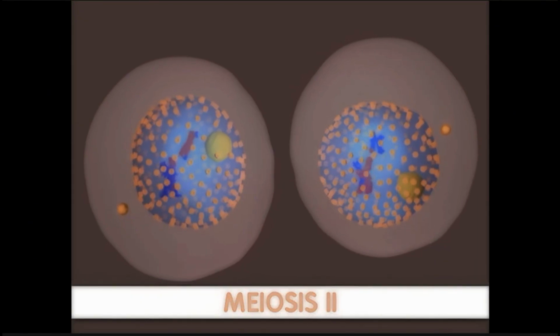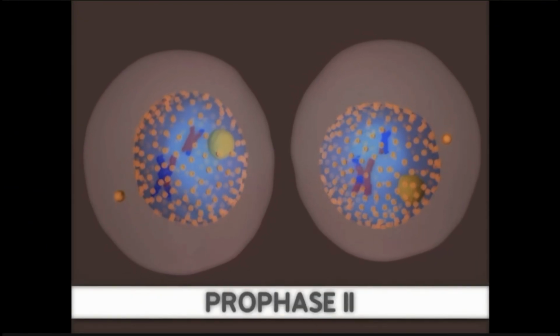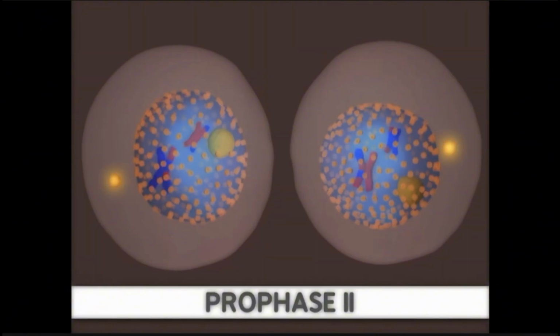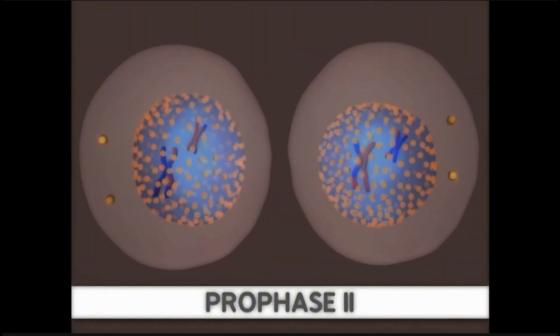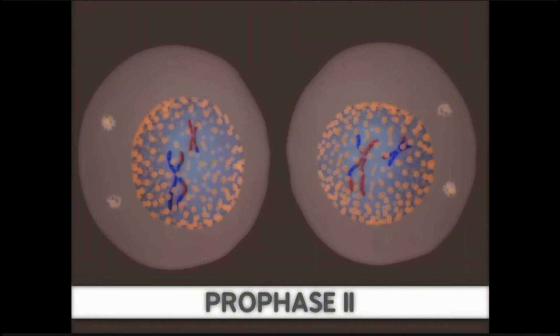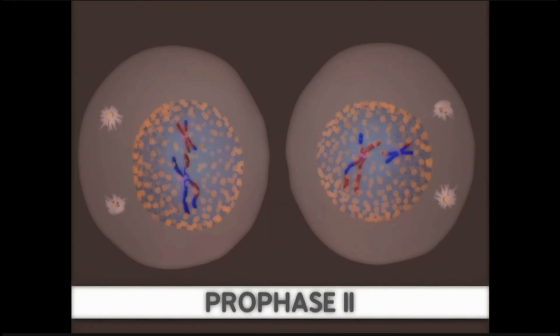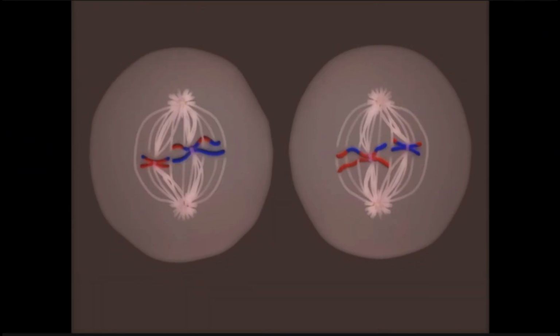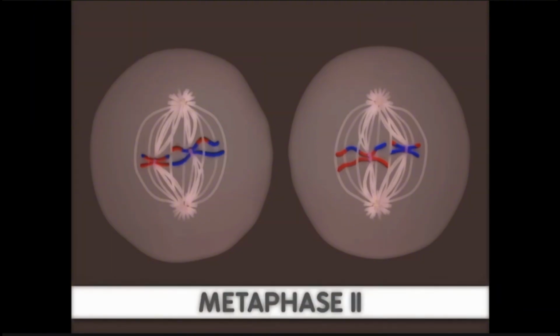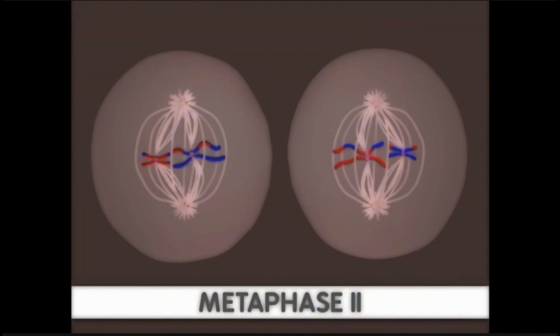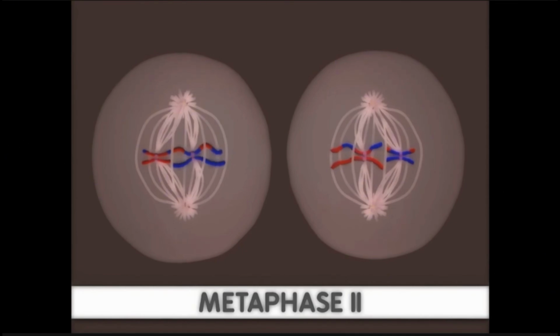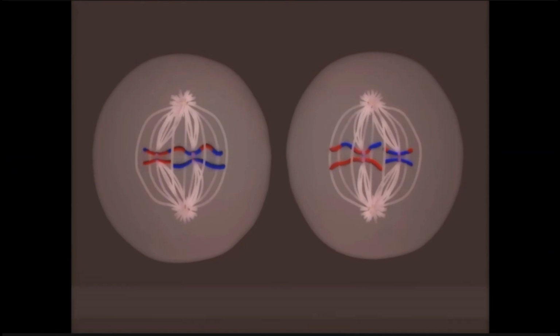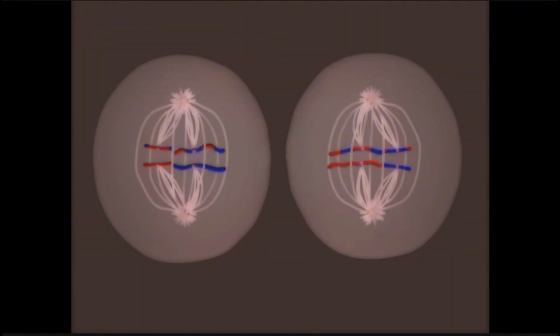In prophase 2, the nucleoli and the nuclear membrane will disappear, and each chromosome will join at the centromere. The spindle fibers will also start to form in both daughter cells. Next, in metaphase 2, chromosomes are arranged at random on the equatorial plane for each daughter cell. Each chromatid is tied to the spindle fibers at the centromere.